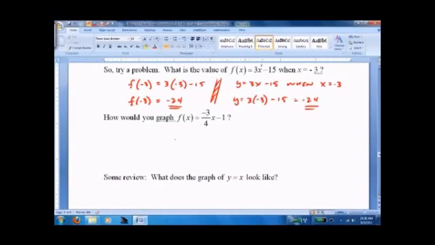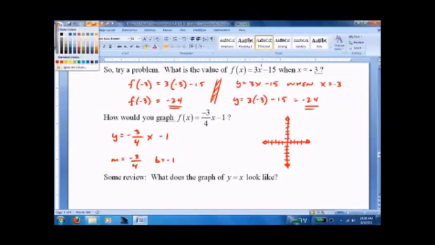Same thing here. How would you graph this? Well, we just rewrite it. Y equals -3/4 x minus 1, m equals -3/4, b equals -1, and we go. Smaller graph here. And we just write it out. Down 1, -3/4, 1, 2, 3, 1, 2, 3, 4. Done.